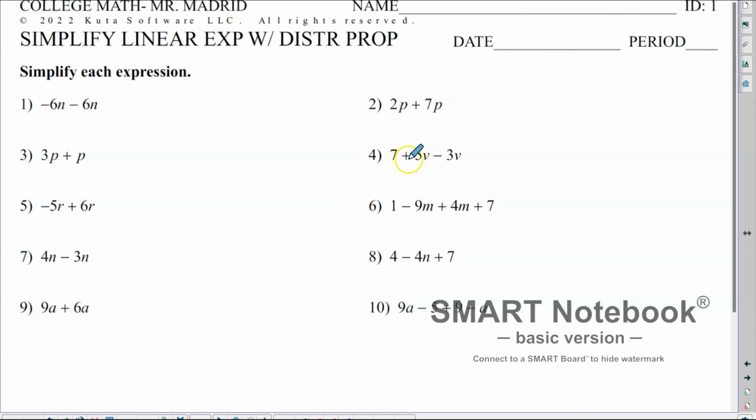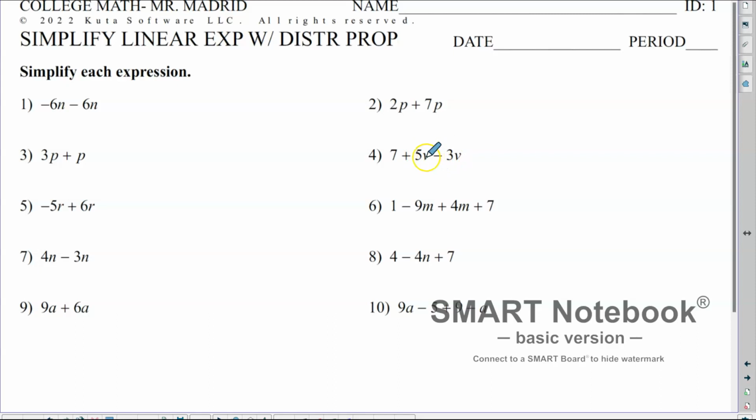Alright, so let's pick this one here in the middle. These are easy, so let's not make them any more complex, okay? Now, the one thing that is important is that these are linear, okay? The exponent is 1, nothing higher than that, and we have 3 terms, right? The 7, the 5v, and the 3v, each term separated by pluses and minuses, okay? So that's important. So let's simplify this one.